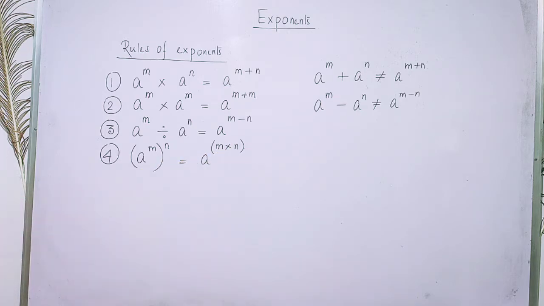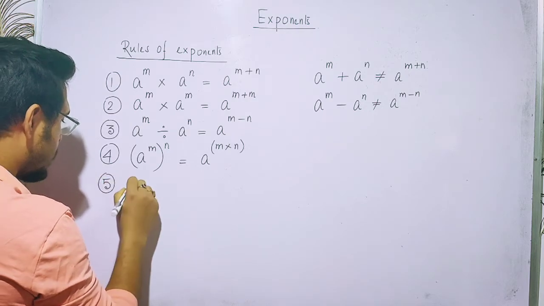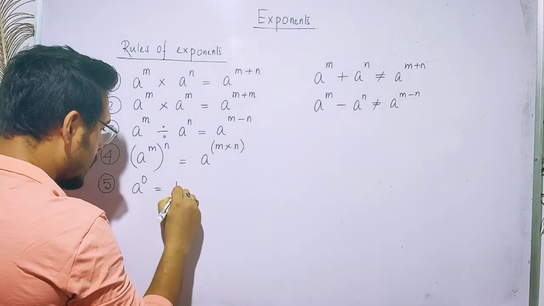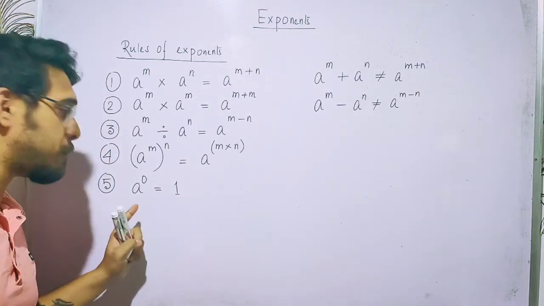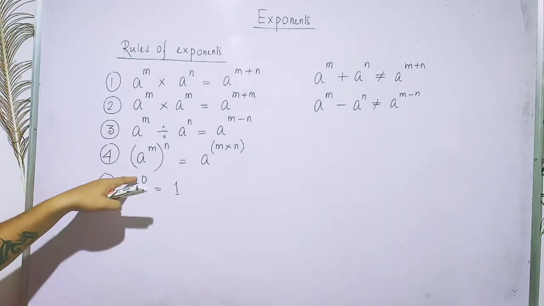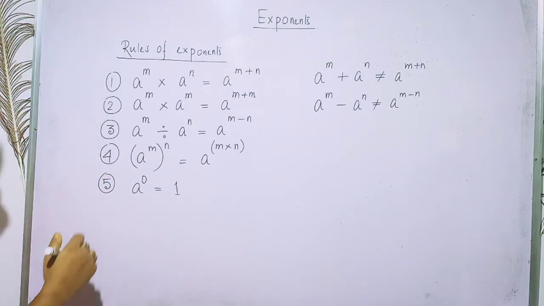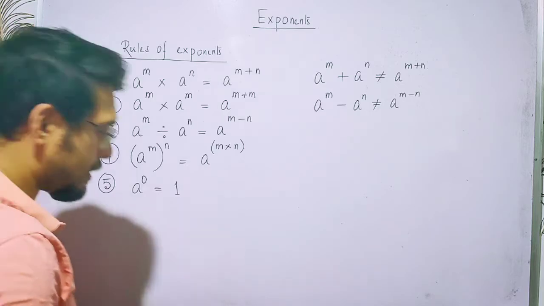Okay, next rule, now let us suppose if the power is 0, then the result will always be 1. Now this has nothing to do with the base, remember. If the base is any number, any real number, and the power is 0, the result will come as 1. Okay? Next rule. Okay, let me write it in this part.